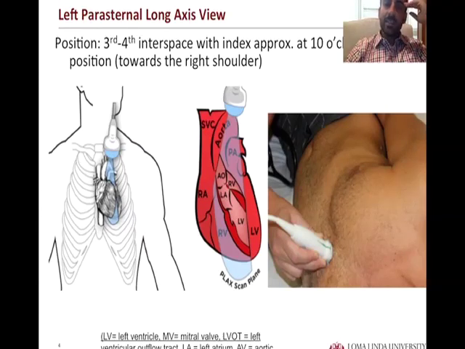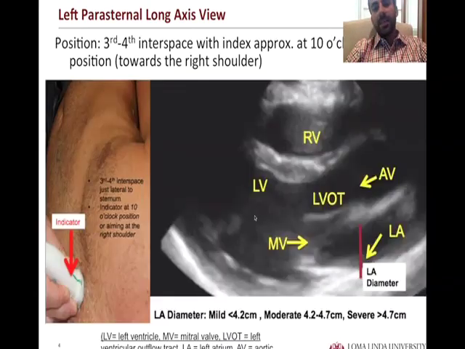So how do we obtain this? We place the ultrasound probe at the 3rd to 4th rib space right next to the sternum, and that's the key component: we want to make sure that the footprint of the ultrasound probe is really adjacent to that left parasternal location. Again, 3rd or 4th rib space. The indicator will be aiming at the patient's right shoulder, or roughly the 10 o'clock position, and that will allow us to get the following cross-section of the heart.